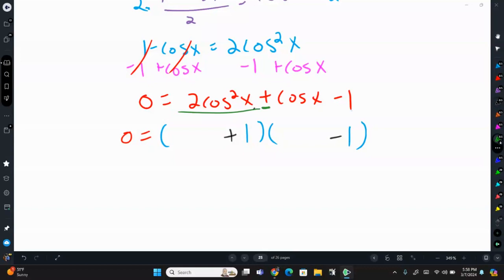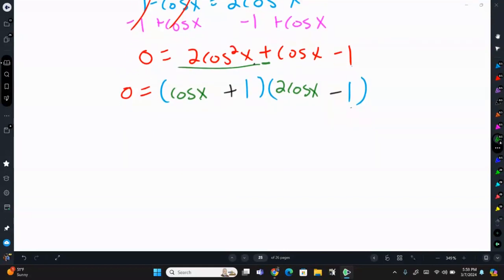So what that means is that we have to put the 2 cosine x here, so that when we multiply these two, we get a positive 2 cosine x, and then cosine x will go here, and we multiply that with the negative 1, and that will get us down to just a positive 1 cosine. All right, so then we need to set these equal to 0. So cosine x plus 1 equals 0. 2 cosine x minus 1 equals 0.